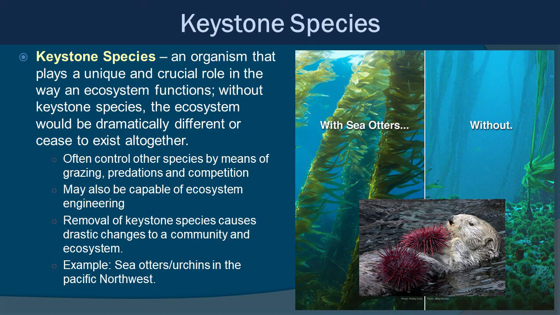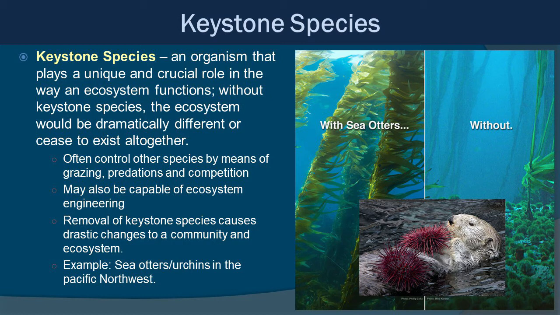Now, the sea otters prey on the sea urchins. This is important because without the sea otters, the sea urchin population would get so large, it would literally decimate the kelp forest. And that's the picture on the right. With sea otters, you have a healthy kelp forest with, yes, some urchins, but not an overwhelming amount of them.